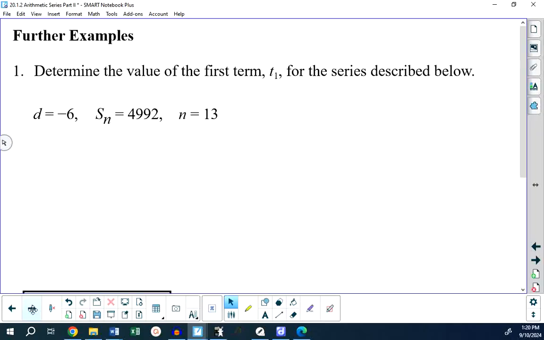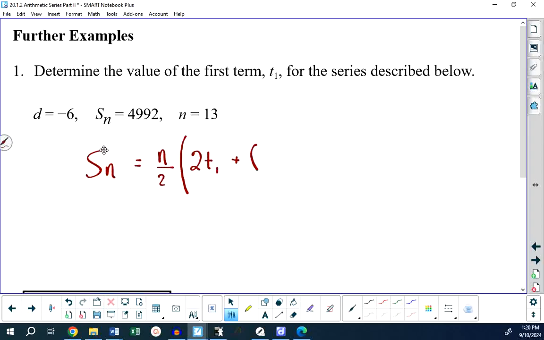Number one, I will admit, number one is just a math problem. It has very little to do with your knowledge of sequences and series. It's an algebra problem. Okay? So it says determine the value of the first term for the series described below. Well, we have this formula that says Sn is equal to n over 2 times, in brackets, 2t1 plus, in another set of brackets, n minus 1 times d.